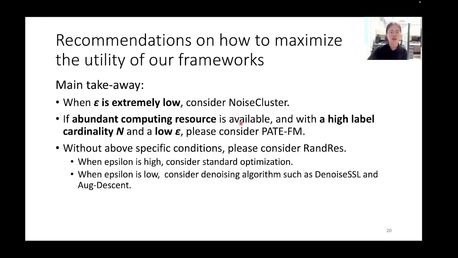Specifically, when epsilon is high, you can directly use standard optimization, since randomized response already gets the label set of high accuracy. When epsilon is low, you can consider denoising algorithms such as denoise SSL or ArcDescent to reduce the effect of noise. That's all.